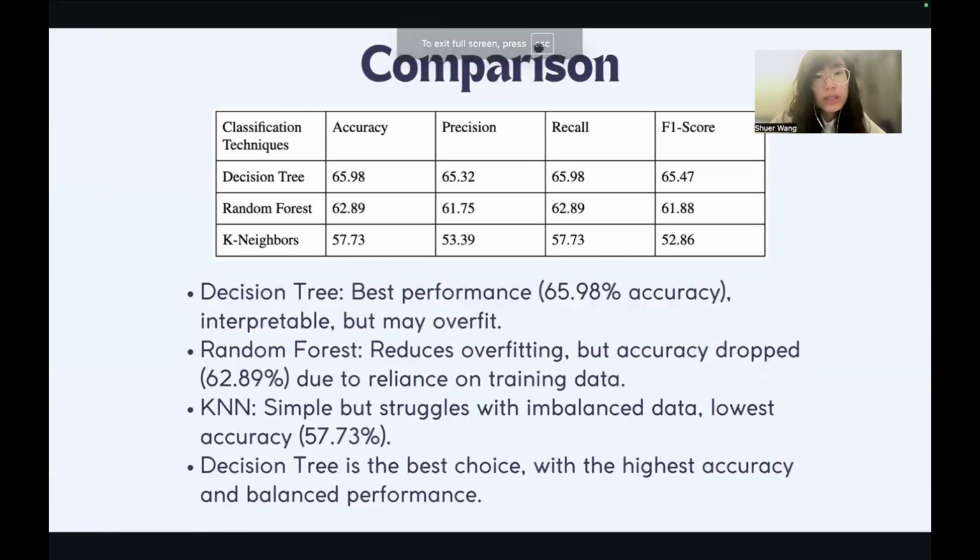Among three models, decision tree performed the best, achieving the highest accuracy, along with balanced precision, recall, and F1 score, making it the most reliable for classifying inpatients and outpatients. It offered the highest accuracy and balanced performance, making it the most suitable for the classification task within the report.